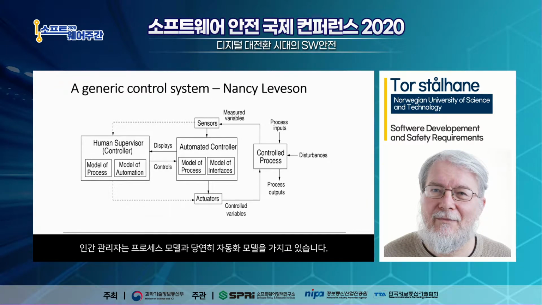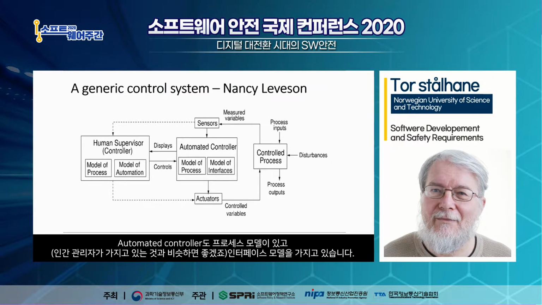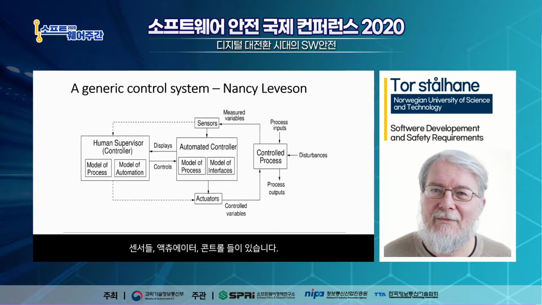And the human supervisor has a model of the process and, of course, a model of the automation, because that's what they act on. And the automated controller also has a model of the process, hopefully pretty much the same, and a model of the interfaces. That is sensors, actuators, and controls. So this is, as I say, a generic control system. It's a nice start to discuss any control system.